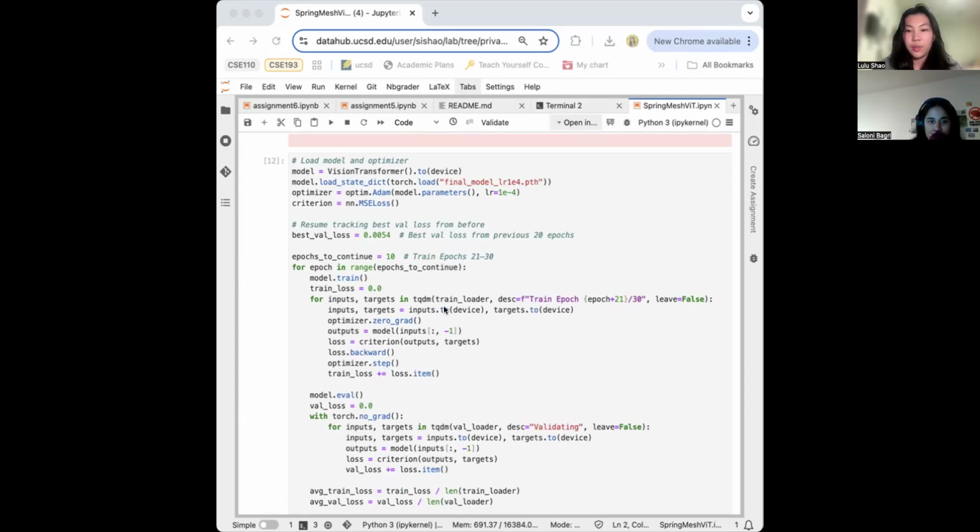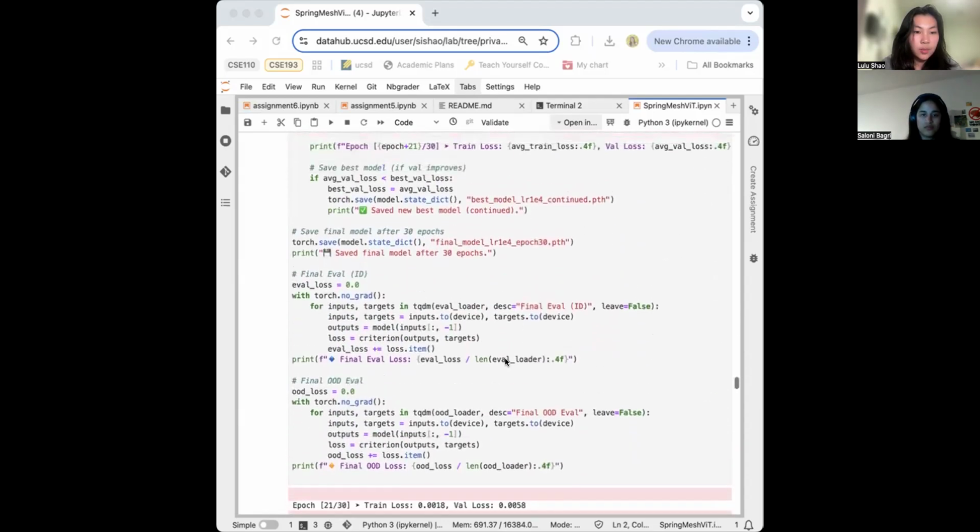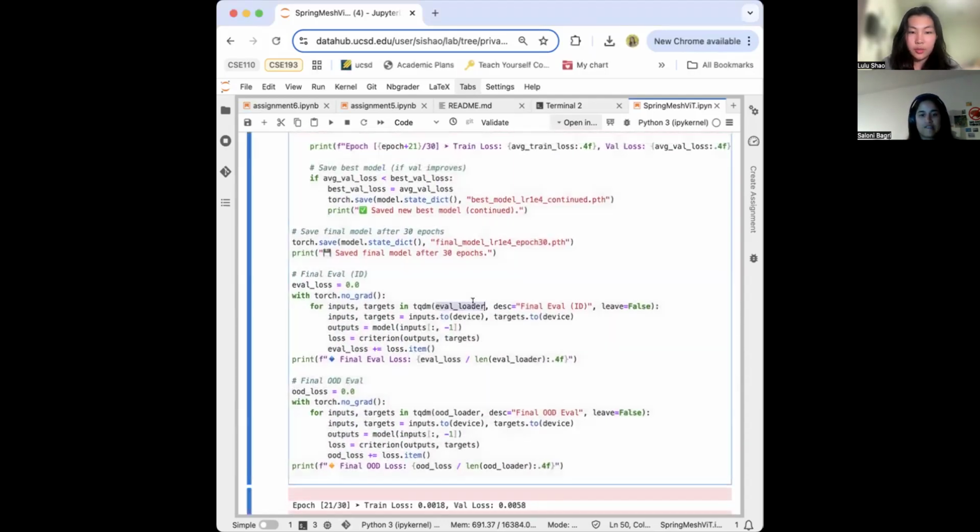The mean square error between predicted and true states is minimized, and the evaluation was performed both on the in-distribution data, which is the eval loader, and also the out-of-distribution, the OOD loader data. We also experimented with different learning rates and found that the best results were achieved at 1e-4, which balances stability and generalization.